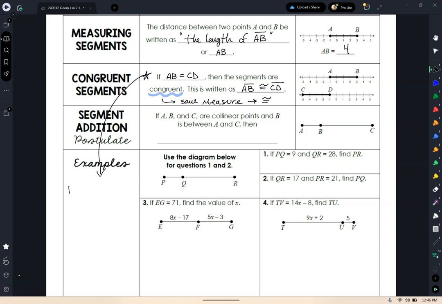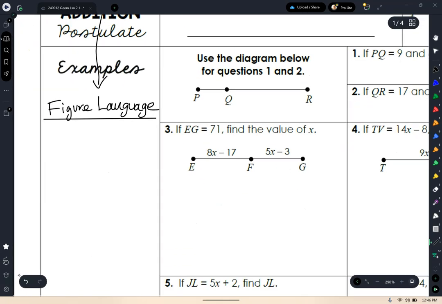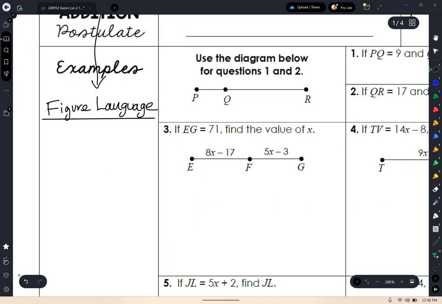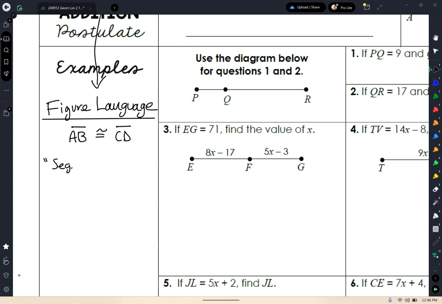The first thing that we're going to start with is something that I call figure language. Figure language would look like this: the figure, segment AB, is congruent to the figure, segment CD. Or another way we can say that is segment AB and segment CD are exactly the same.